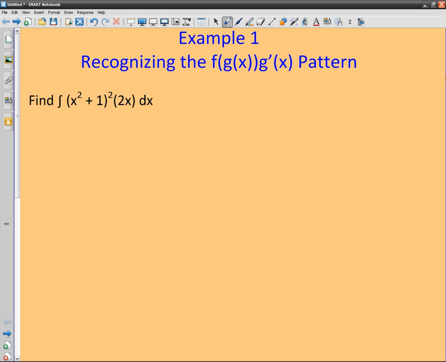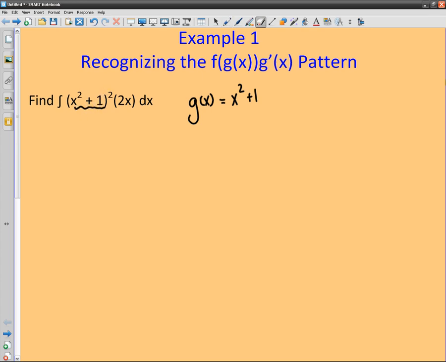But what we can do is, this is kind of the reverse of the chain rule. What we're looking for is a pattern: a function inside of a function multiplied by the derivative. You'll notice that if I say this was my inside function, g of x equals x squared plus 1, then this function would turn into g of x squared.